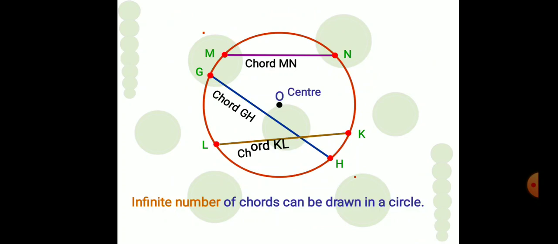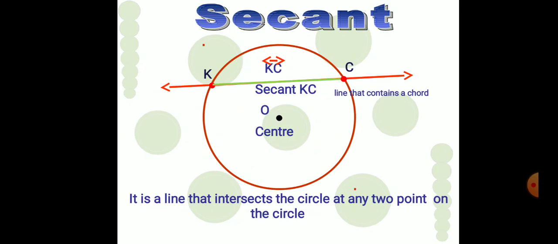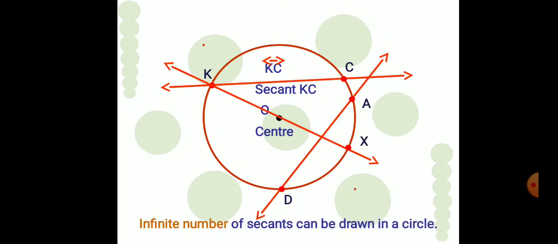So, we can draw infinite numbers of radii, infinite numbers of diameters, and even infinite numbers of chords in a circle. Next, let us see the secant of a circle. A line passing through a circle and intersecting the circle at any two points is called a secant of a circle. You can see here a line that passes through the circle and intersects it at the points K and C. This line KC is called the secant of the circle with center O. Infinite numbers of secants can be drawn in a circle.